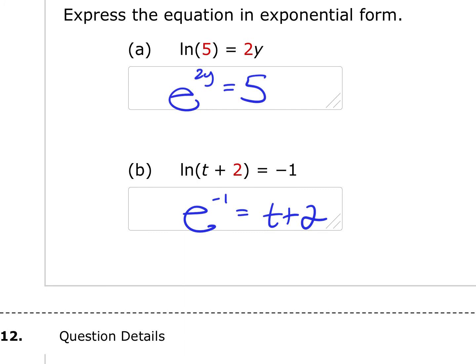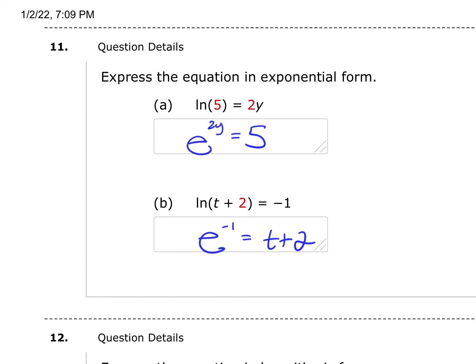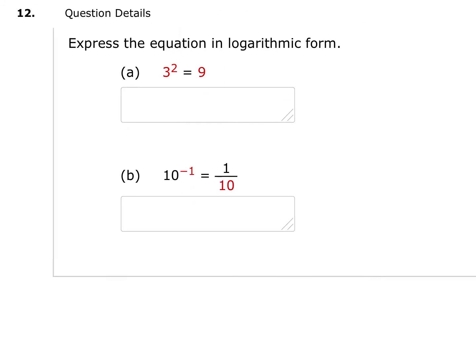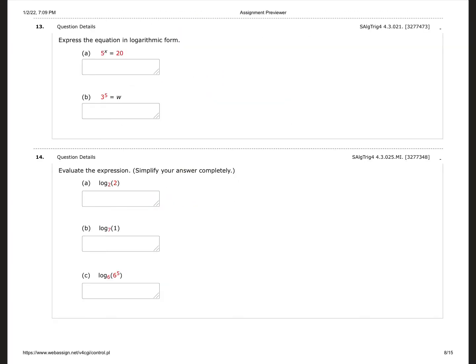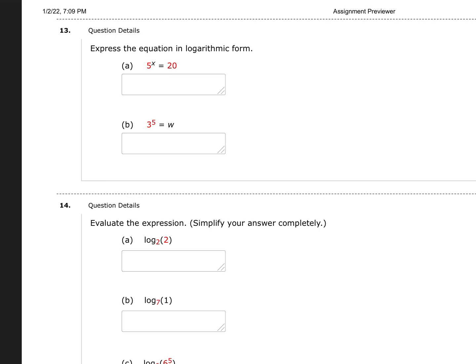You don't have to. If I was going to solve this, how would we even begin to do this? Do you guys know how to do e to the negative 1? You can in your calculator, right? You'll get some random decimal. And then what do you do to get t by itself? Subtract 2. Yep, you're just going to solve basic equations. It's just that one step of knowing that the opposite of ln is e. You guys are going to be fine. That's good.